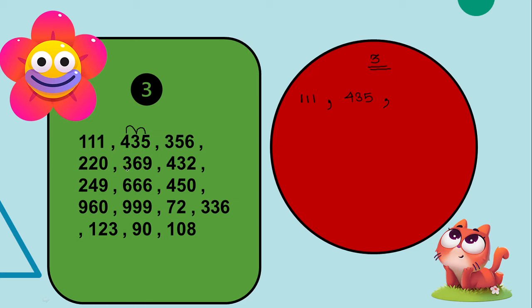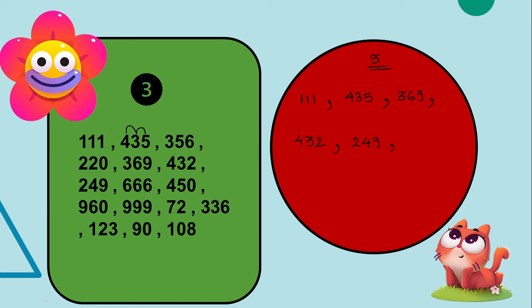Then let's add this. 3 plus 6 is 9 and 9 plus 9 is 18, and 18 comes in the table of 3. So here we have the third flower in the third basket, that is 369. Then let's check for 432. 4 plus 3 is 7. 7 plus 2 is 9. 9 comes in the table of 3. So here we have the fourth flower, that is 432. Then let's check for 249. 2 plus 4 is 6. 6 plus 9 is 15, and 15 comes in the table of 3. So the next flower to enter is 249.